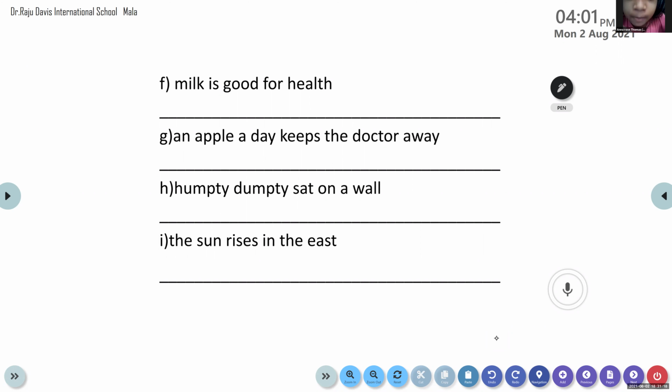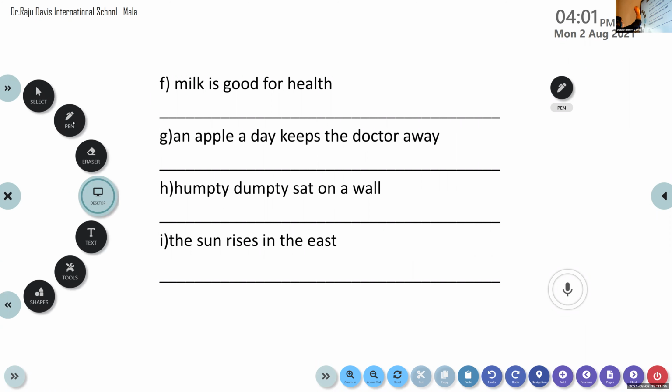Now come on, read the question. Milk is good for health. Very good. So what we have to do? While writing a sentence, we have to follow certain rules. What's the first rule we have to follow? A sentence should begin with a, what you said is right, should begin with a capital letter, that's all. The sentence should begin with a capital letter.